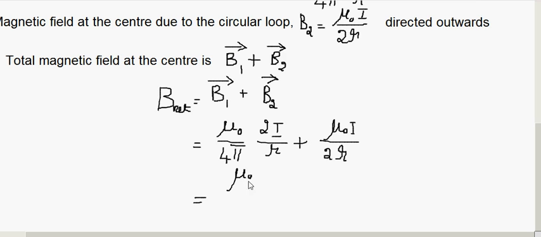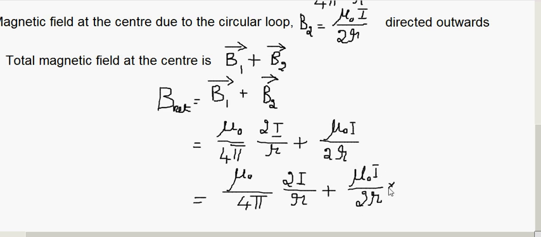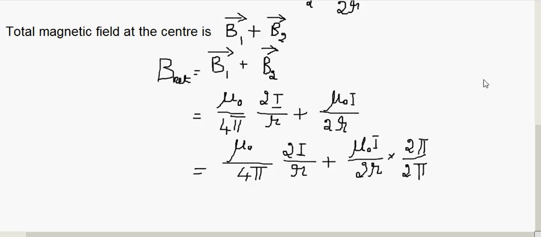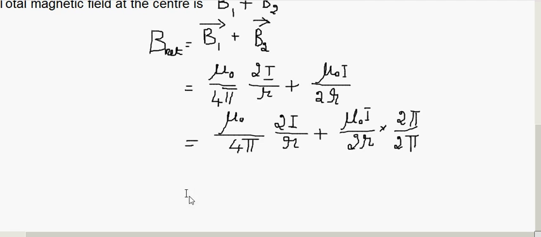Mu naught by 4 pi into 2I by r plus mu naught into I divided by 2r, multiplied and divided by 2 pi, so that the value of the second term does not change. Now what do we get? You take mu naught by 4 pi outside. Mu naught by 4 pi is common.